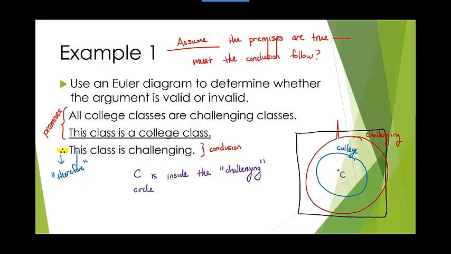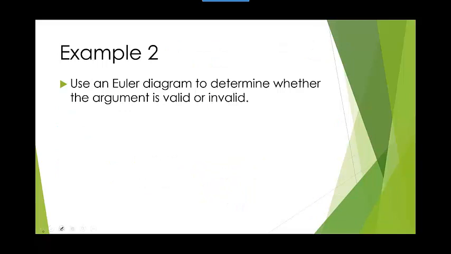My pen's lagging just a little bit behind me here. So C is inside the challenging circle. It has to be if it's in college. And therefore, this argument is valid. That is, we can definitely say the conclusion has to be true with this premise. Okay. All right. So we're going to have several of these examples where you have to draw the picture and use the picture to figure out the validity.